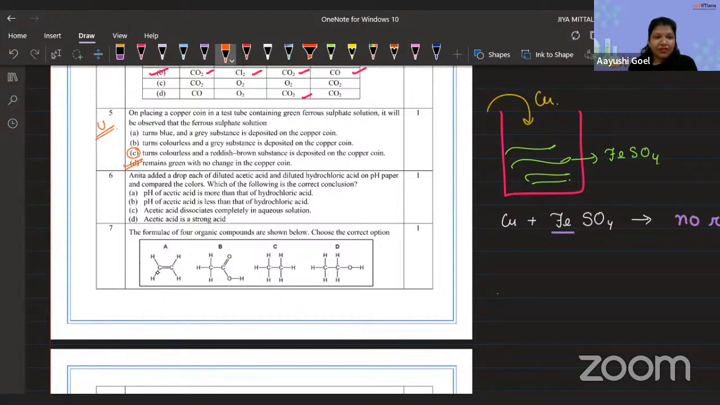Now let's see the next question. The next question is question number 6. Anita added a drop each of dilute acetic acid and dilute HCl on pH paper and compared the color. Which of the following is the correct conclusion? Now this is also a logical question. You just have to use a little logic. The first option they have given is, pH of acetic acid is more than hydrochloric acid. Then, pH of acetic acid is less than hydrochloric acid. Acetic acid dissociates completely, okay, this is wrong. And last, acetic acid is a strong acid. That is also wrong.